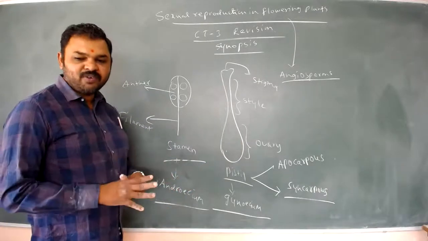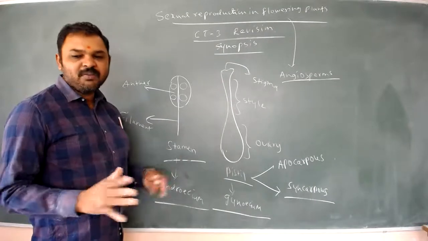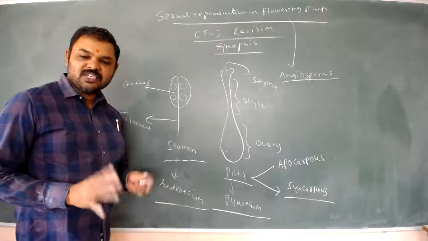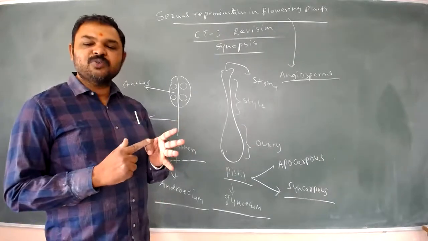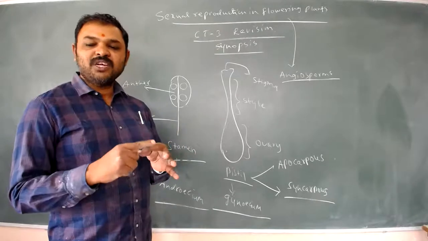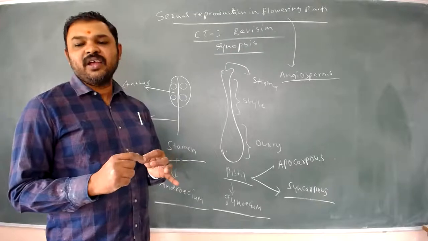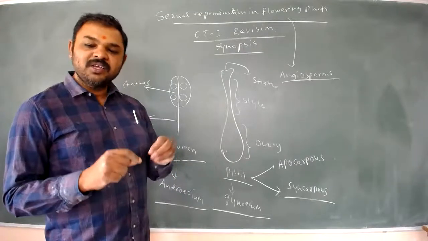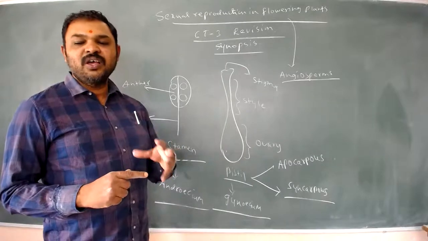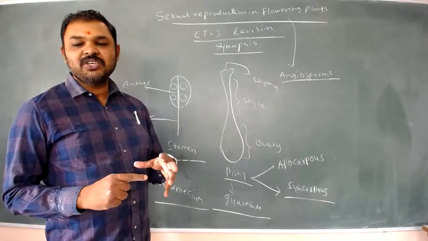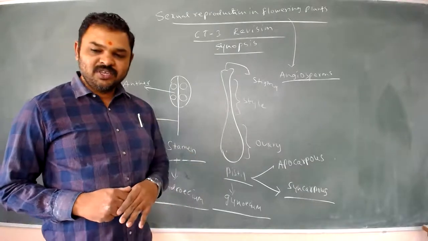Microsporogenesis, male gametophyte development. Megasporogenesis or macrosporogenesis, female gametophyte development. First, in sexual reproduction, what is produced? Spores, microspores, macrospores. From those spores, what is developed? Male gametophyte, female gametophyte. Which results in what being formed? Zygote, embryo formation, seed formation, fruit formation. These are the post-fertilization events.